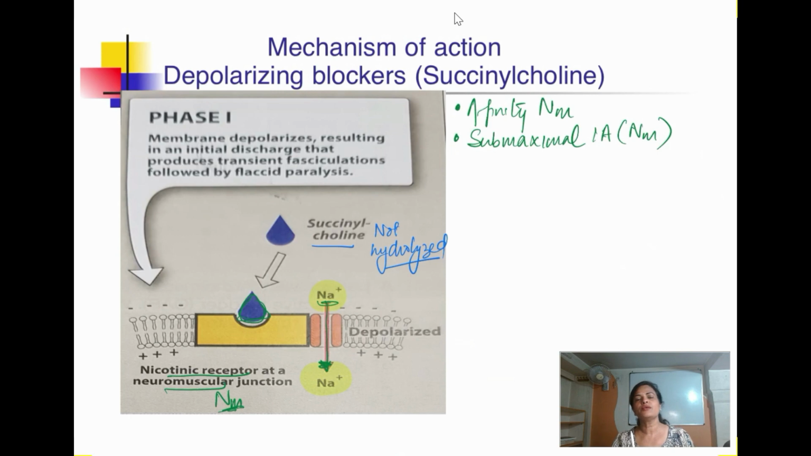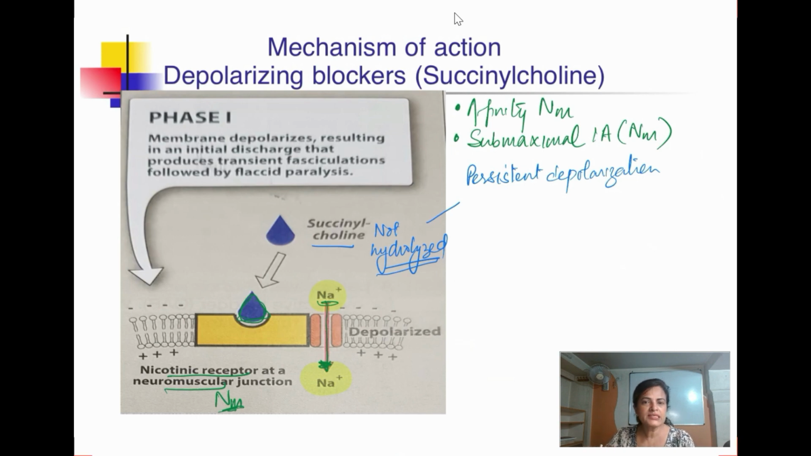And because this succinylcholine is continuously binding over there, instead of depolarization, what is it going to cause? It will produce persistent depolarization. You can say persistent partial depolarization or persistent depolarization. Few books write either, both are correct. What I told you just now: for the next depolarization, the membrane should repolarize.